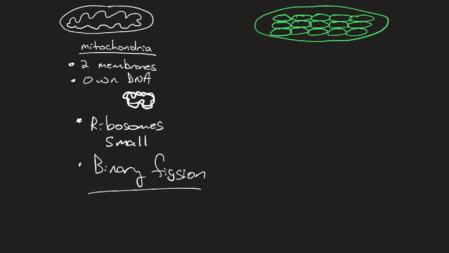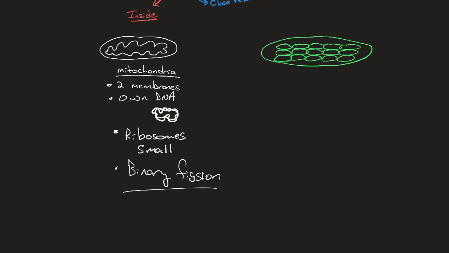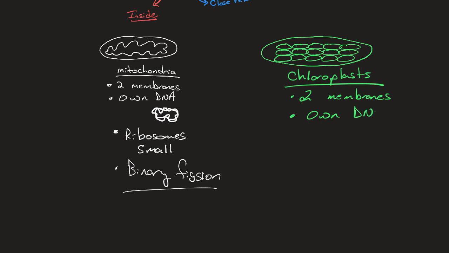The other's on the outside of the organelle. Now, these are organelles inside your cells. Obviously, chloroplasts are not in your cells, but they're in plant cells. These are chloroplasts. They have two membranes. They have their own DNA. Their DNA is double-stranded, but it's circular.